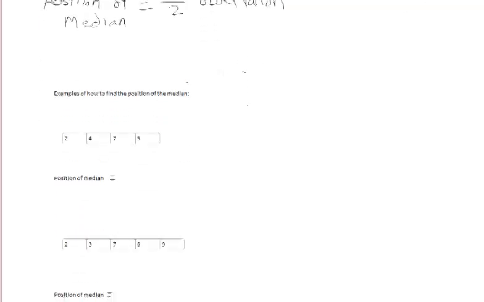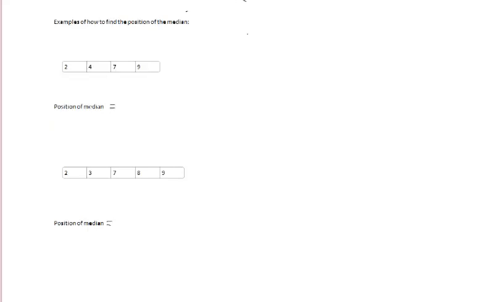So I want to take a look at 2 examples, one with an even number of observations, and one with an odd number of observations, so that everyone understands how to get the median position. So in this first example, we have 4 numbers, 2, 4, 7, and 9, which means that our n is equal to 4. So then we're going to put (4 plus 1) divided by 2, which is equal to 2.5. And I like to put value or position, so 2.5 value.